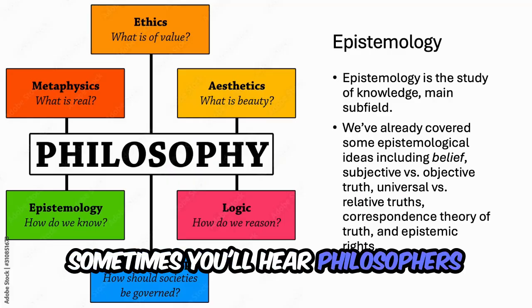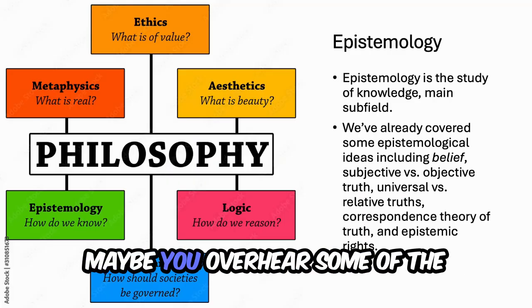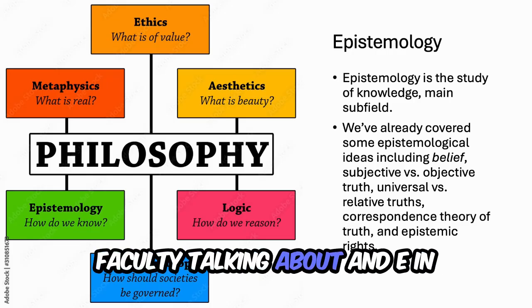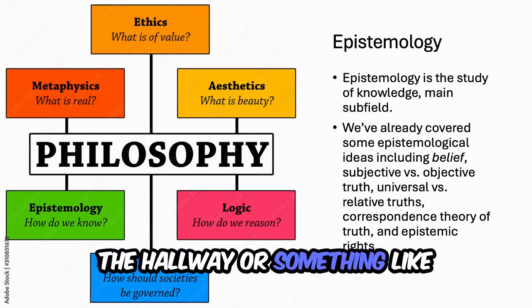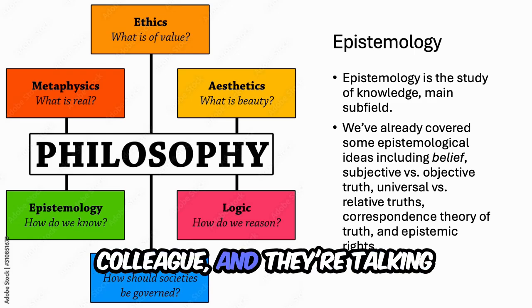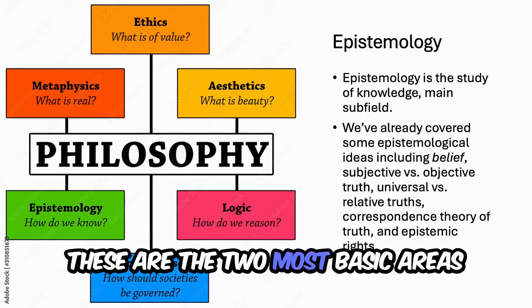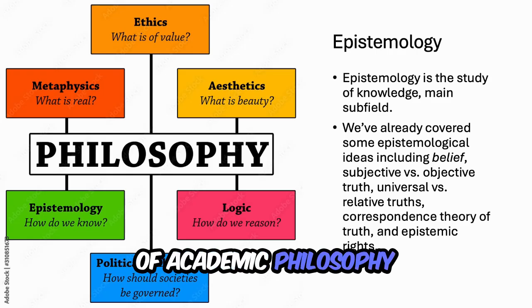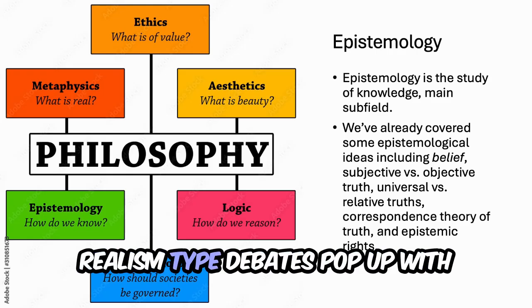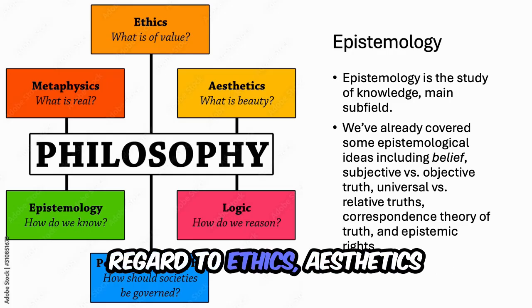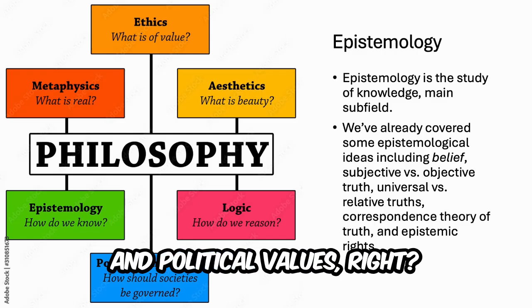Sometimes you'll hear philosophers talking about M&E. Maybe you overhear some of the faculty talking about M&E in the hallway, or mentioning it to a colleague. And they're talking about metaphysics and epistemology. Other than logic, these are the two most basic areas of academic philosophy where all those realism, anti-realism type debates pop up with regard to ethics, aesthetics, and political values, right?